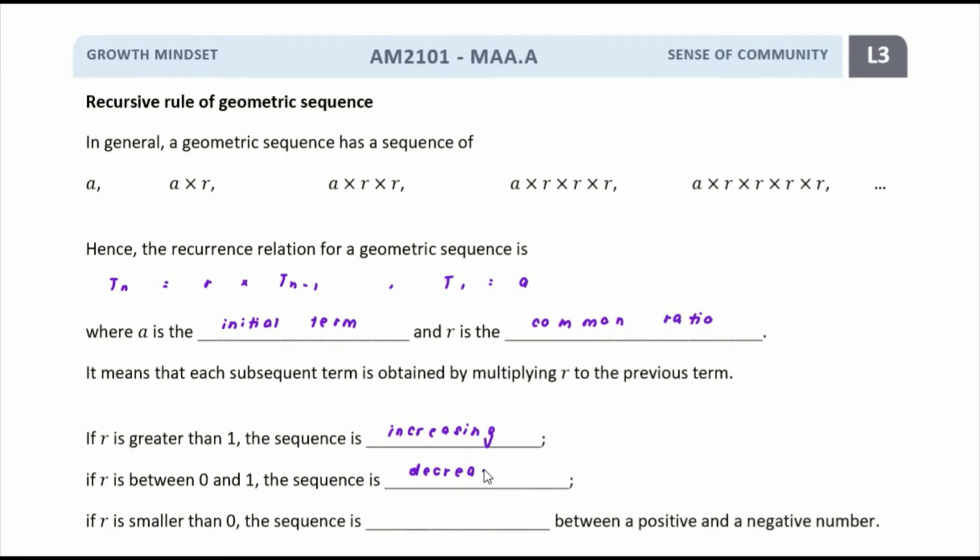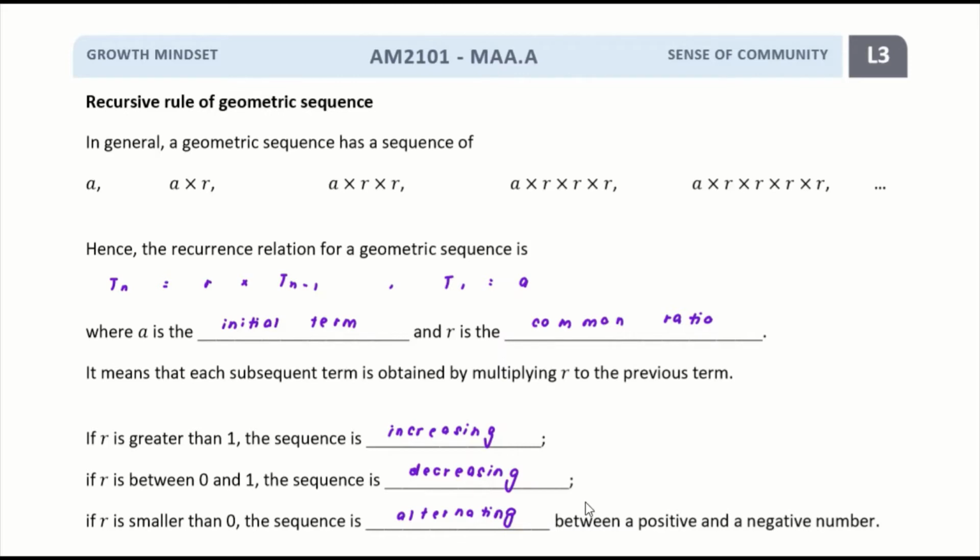Okay, so imagine when you use 10 to multiply 0.5, or multiply 0.8. So any number that's lesser than 1, that's going to give you a number that's smaller than your original number. So if your R is smaller than 0, which means the R is a negative number, then the sequence will be alternating between a positive and a negative number.